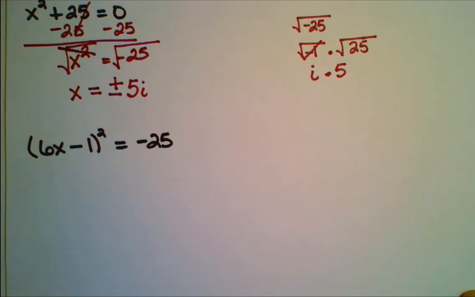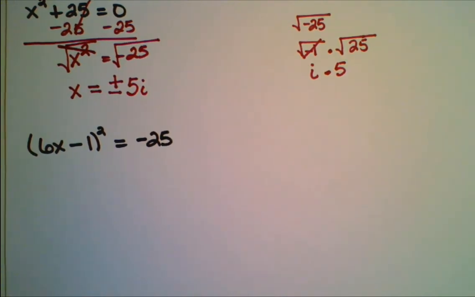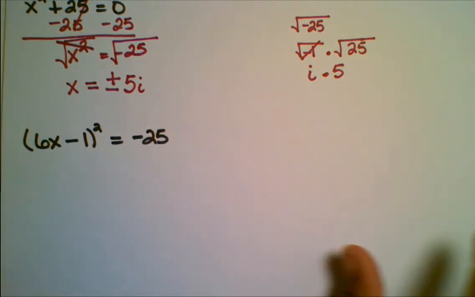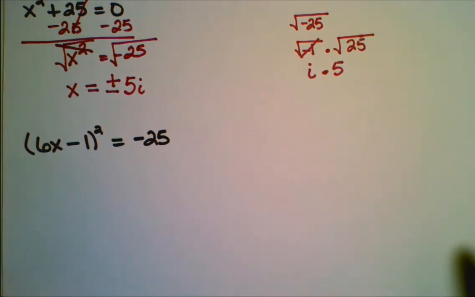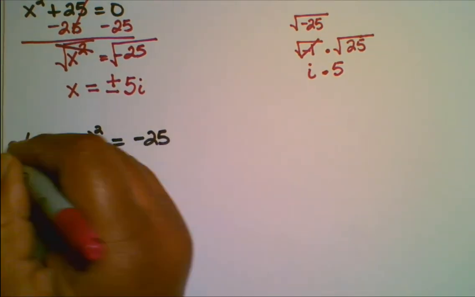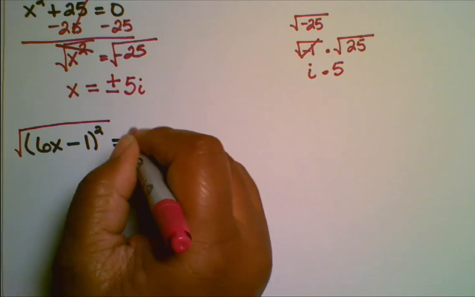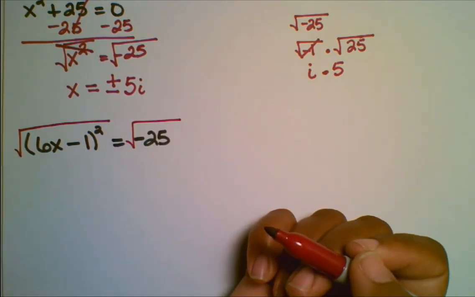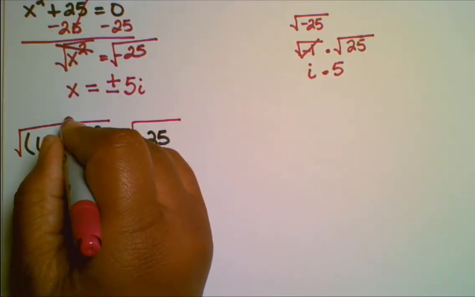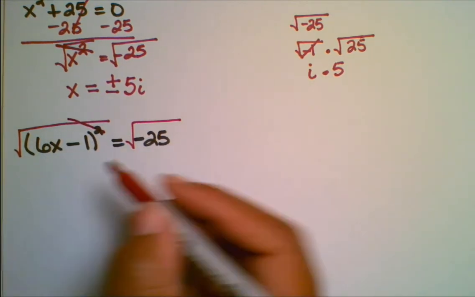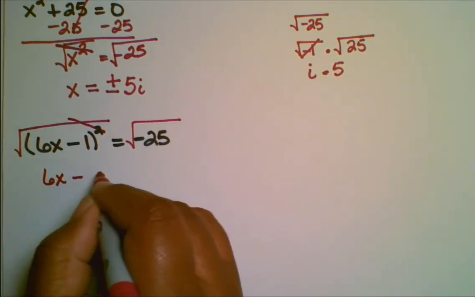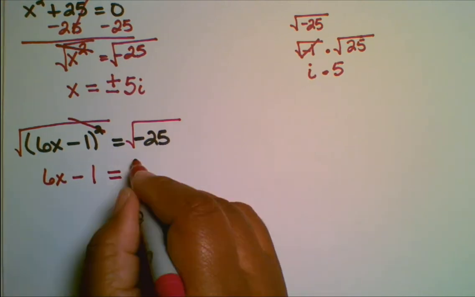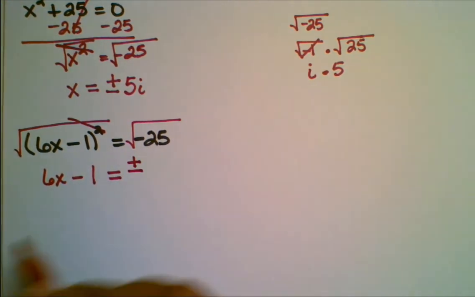Next example, the quantity 6x minus 1 squared is equal to negative 25. The square term is by itself on one side. That's what we want. We're going to use the square root property by taking the square root of both sides. The exponent of 2 on the left-hand side and the square root cancel out. We have 6x minus 1 is equal to plus or minus. Remember, using the square root property, we have two solutions.